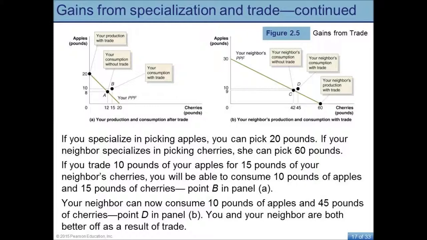So moving to slide 17, we can see that we could just go ahead and specialize in picking apples, and we can pick 20 pounds of apples. Our neighbor can specialize in picking cherries, so they'll pick 60 pounds of cherries. So if we trade now 10 pounds of our apples for 15 pounds of our neighbor's cherries, we can have 10 pounds of apples and 15 pounds of cherries, which is point B, a point we could not previously obtain along our PPF. And our neighbor now has gotten 10 pounds of apples from us and gave up 15 pounds of cherries, so moved from 60 to 45, which is point D in the right panel. So we are both better off as a result of our trade.